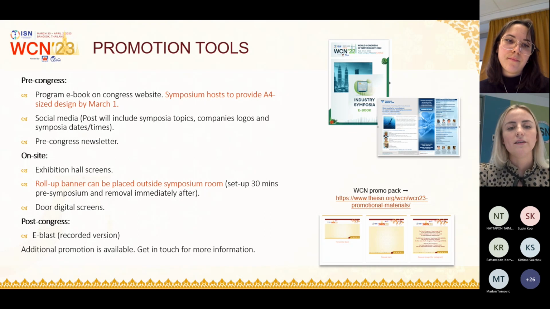On site, there will be digital screens in the exhibition hall looping your symposium. We should be able to use your A4 size visual for this, so nothing else required. Also, on the digital screens outside each room, your symposium will be clearly labeled. And then, in addition, you may bring a roll-up banner that you can place yourself outside of the entrance. Post-Congress, following WCN and even the months thereafter, we continue to promote the recorded version of your symposium as these are open access and available.